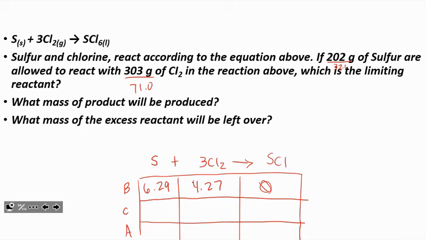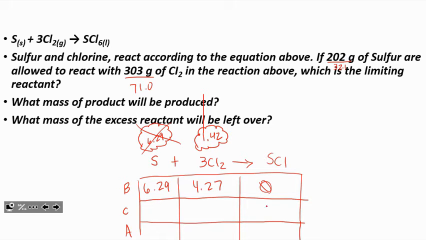Remember how we brought these up into the cloud last year when we did these problems? This divided by 1 is still going to be 6.29. This I have to divide by 3 though. So 4.27 divided by 3 ends up being 1.42. Then we have to look at these two clouds. Which one is the smallest? I get rid of the other one, and then I'm going to use this for my calculation.